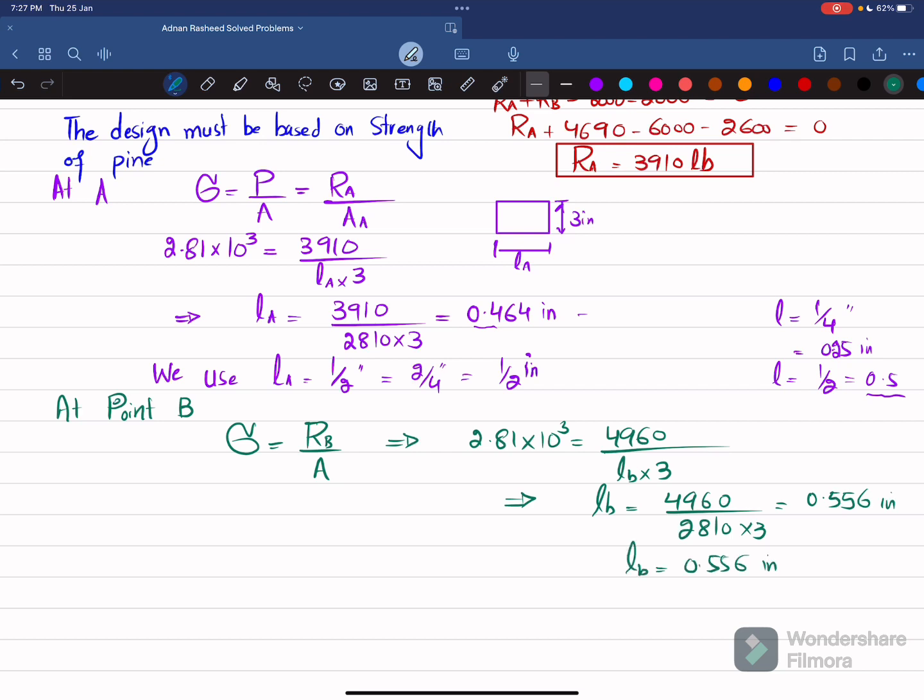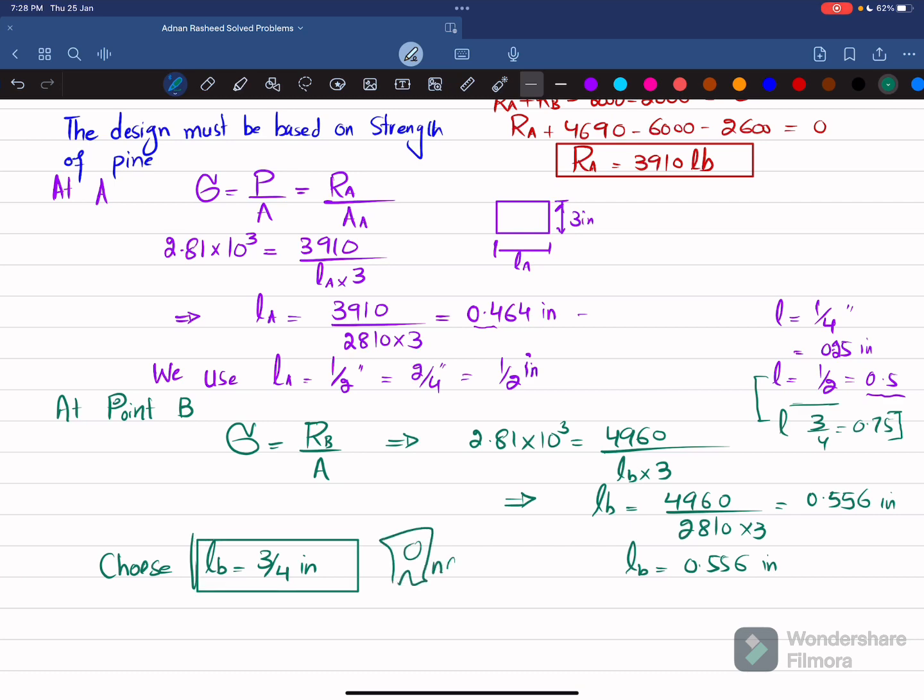And we will take it to the nearest 1 over 4 inch. So this is 1 over 4, this is 1 by 2, and 3 by 4 is 0.75. Our value is in between these two, and for a safer design we choose 3 over 4 inch. So we will choose LB equal to 3 over 4 inch.